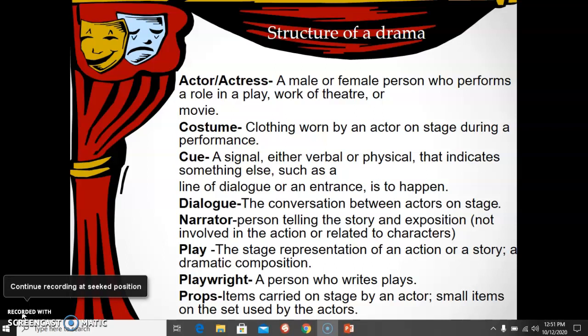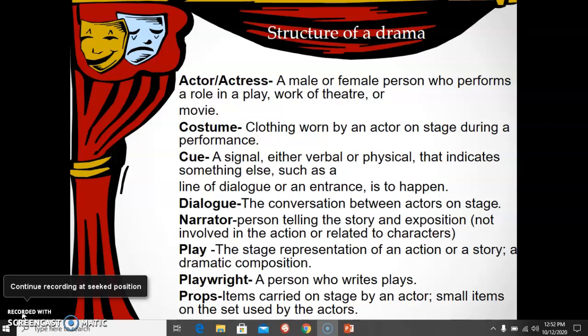Then we have a cue. This one is new. So I know we've been through some of these structures a couple of days ago. I want to say maybe the beginning of last week, but there are a few new ones in here. Like cue, this is a signal, either verbal, something you say, or physical, which is something you do, that indicates something else, such as a line of dialogue or an entrance that is to happen. So your cue is just a noise or a movement that lets you know what to do.